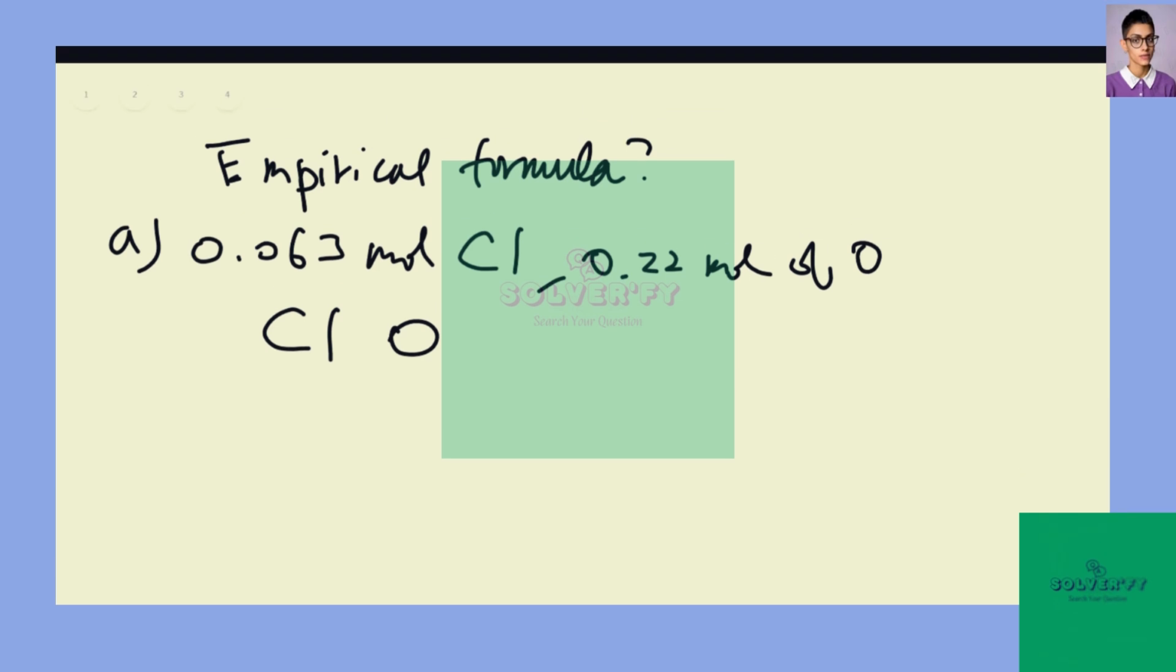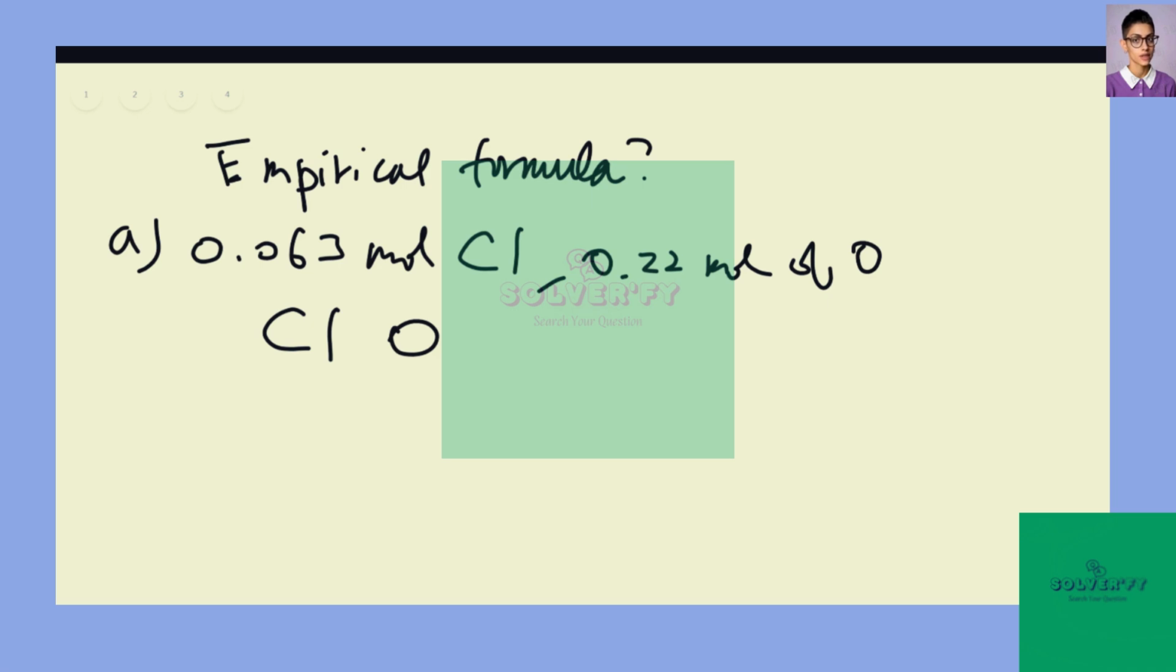So we have to find the empirical formula of the given situation. The empirical formula essentially is the simplest ratio between all of the elements in the formula. So in order to find it, we first have to find the number of moles of each element, and then we find the ratio between the number of moles of those elements.